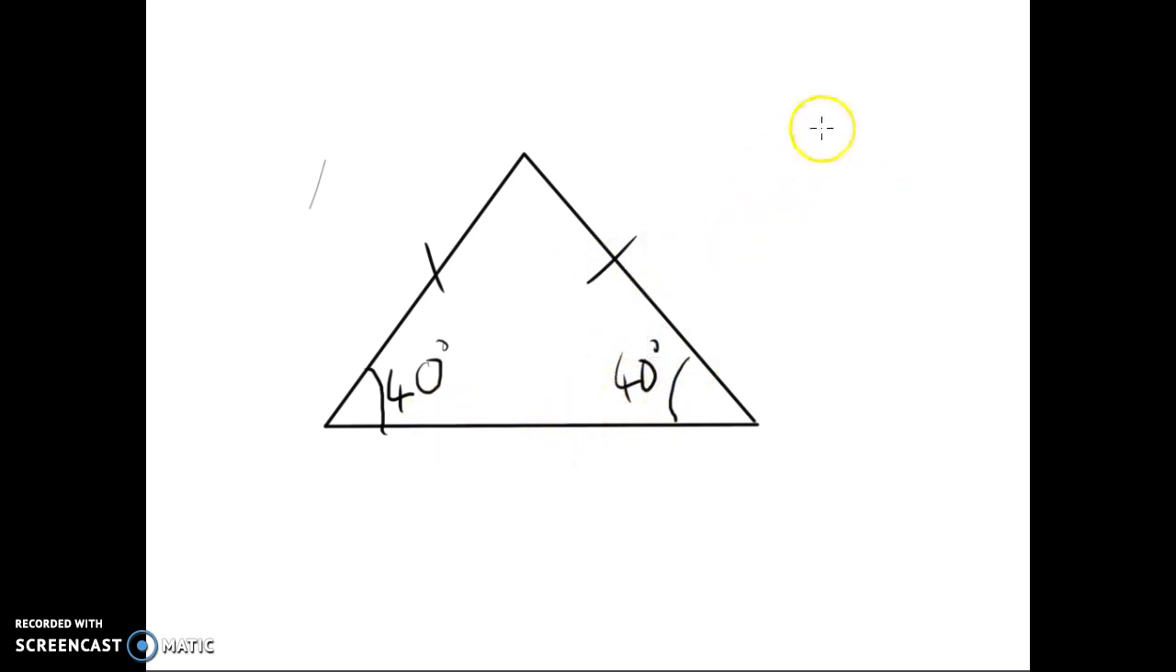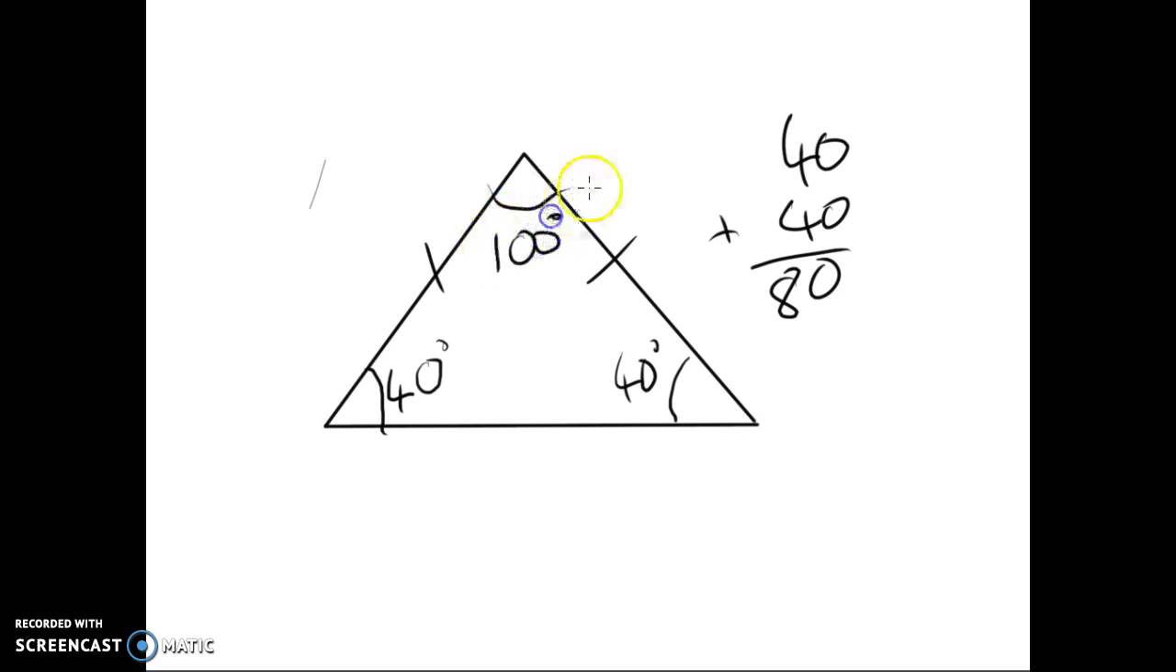Then we do exactly as we did before. We add up the angles that we know. In this case, 40 add 40 is clearly 80. Then we know that all three have to add up to 180. So this top angle must be 100 degrees.